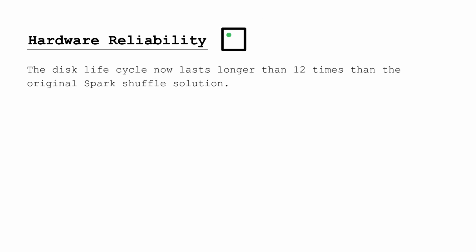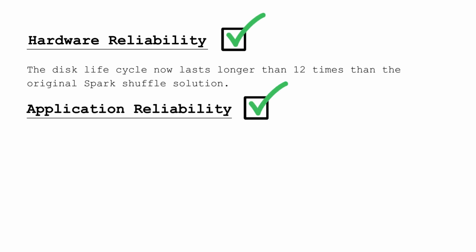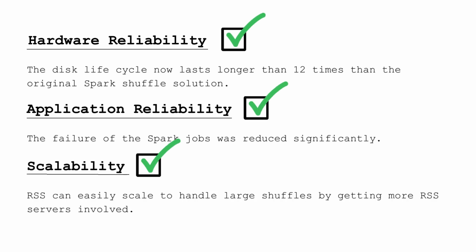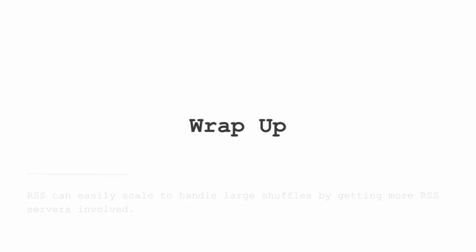First, the hardware reliability. The disk lifecycle now lasts more than 12 times longer than with the original Spark shuffle solution. Second, the application reliability. The failure of Spark jobs was reduced significantly. Third, the scalability. RSS can easily scale to handle large shuffles by getting more RSS servers involved. Before we end this video, let's wrap things up.